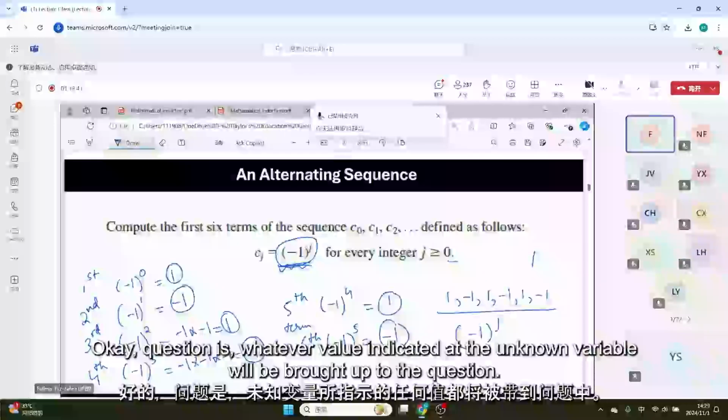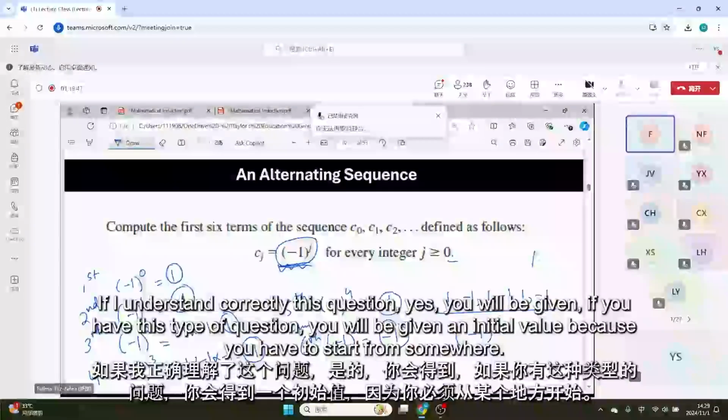Okay, the question is, whatever value is indicated for the unknown variable will be brought up in the question. If I understand this question correctly, yes, if you have this type of question, you will be given an initial value, because you have to start from somewhere.